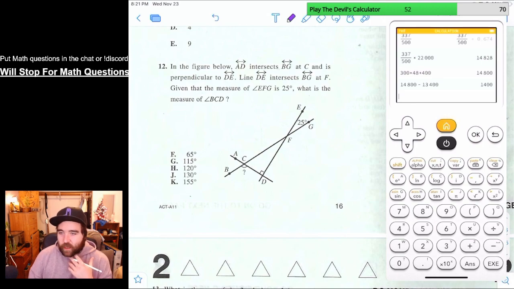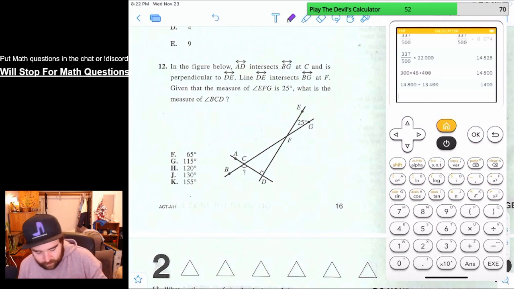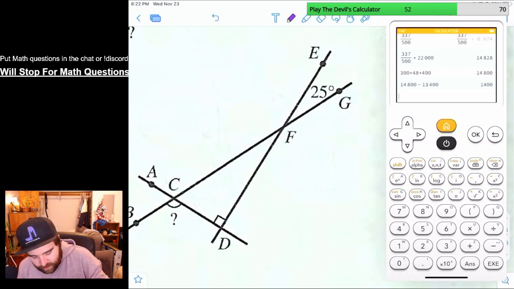Okay, so all these lines intersect each other. That's perpendicular. It says all this on the graph. So given that the measure of that is 25, which is also on the graph, what is the measure of BCD, which is the question mark on the graph? All right, that's pretty easy because vertical angles, if that's 25, then that has to be 25.